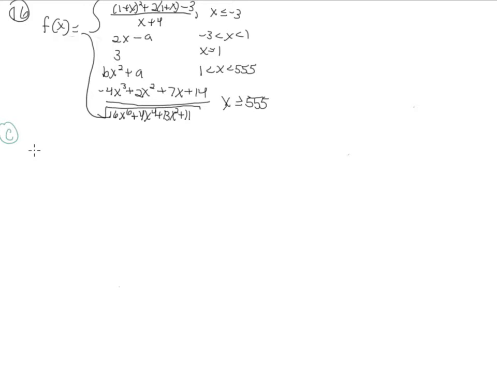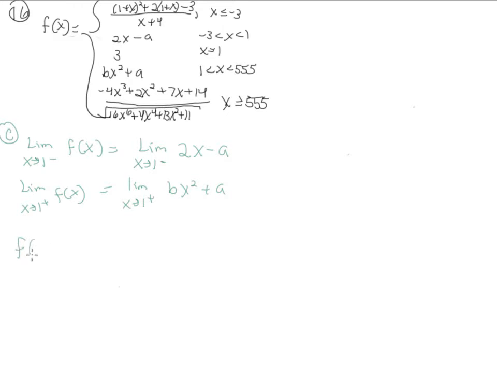Part C asked us to figure out what a and b are so that we have a continuous function. So first I'm going to start with figuring out a continuous function at 1. So I'm going to find the limit from the left of 1, which means I need to use the second equation. And then I want to find the limit from the right of 1, which means I need to use the next to the last equation, which is bx squared plus a.